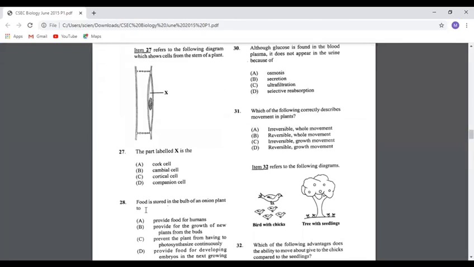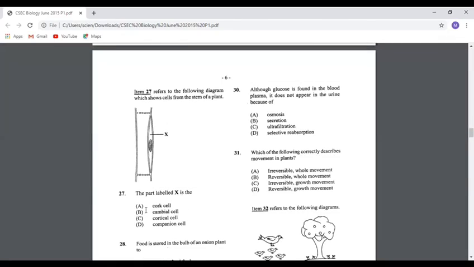And question 30, although glucose is found in the blood plasma, it does not appear in the urine because of A, osmosis, B, secretion, C, ultrafiltration, and D, selective reabsorption. So the answer would be D, selective reabsorption.